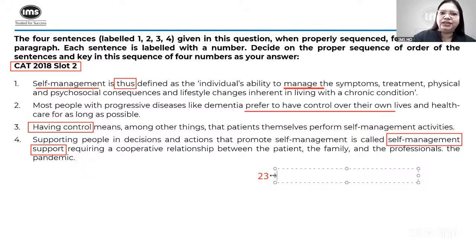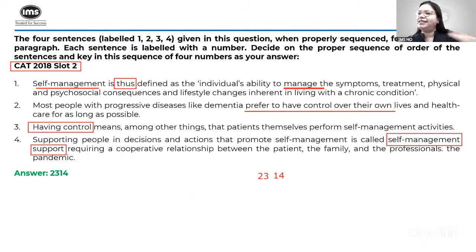Okay. From 2, 3, the idea of control, having control over your own lives, you figure that we are talking of self-management. Thus, what is self-management? It is how an individual controls his own, manages his own life and his issues. Correct? Where do I place 4? 4 will have to come at the end, not break this sequence of 2, 3, 1, because 2, 3, 1 focuses on the individual's ability to manage himself. 4 talks about the support that others can give, which means it has to be 2, 3, 1, 4, right? 2, 3, 1, 4.